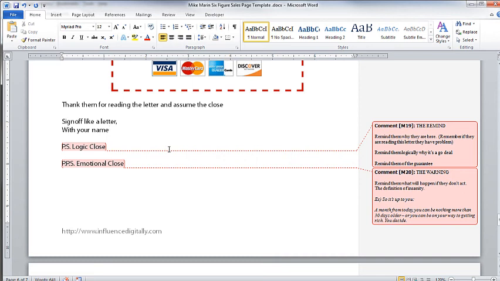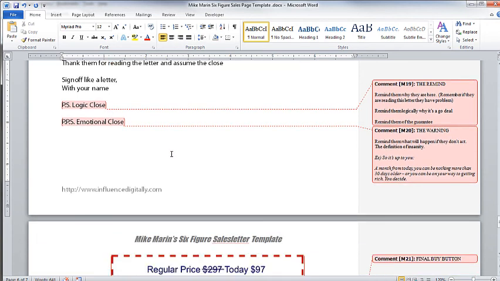Remind them logically, and also remind them logically why they're there. And then I go into the warning. So this is the last kind of shot that I throw, which is the warning, which is just the cost of inaction. The greatest risk is doing nothing at all.